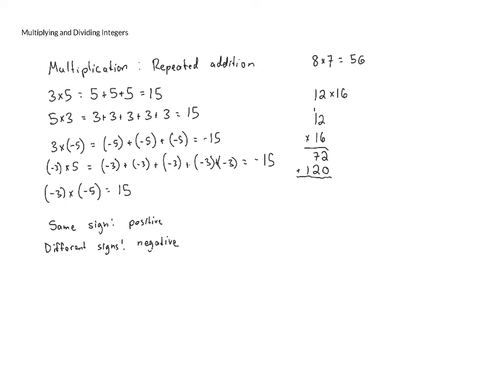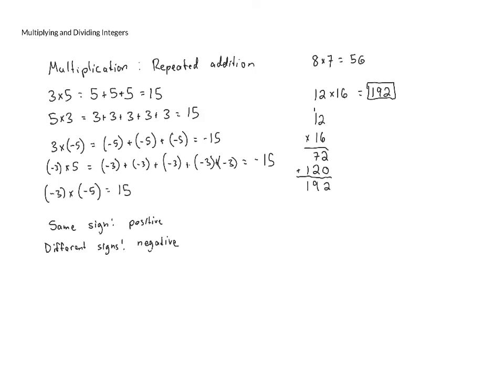2 plus 0 is 2. 7 plus 2 is 9. We bring down the 1, and we end up with 192 as our answer. This is the multiplication algorithm, and we can do it for numbers with significantly larger digits.